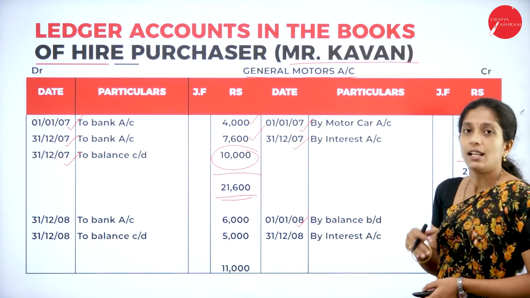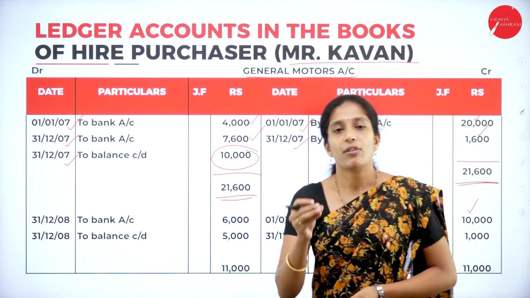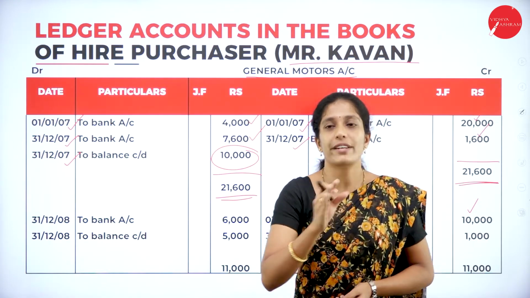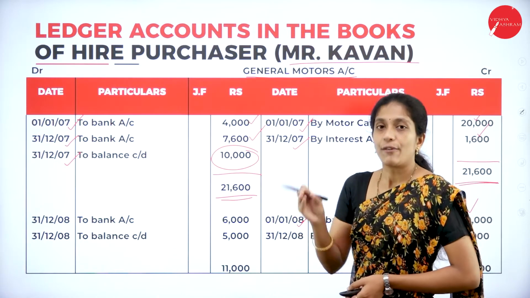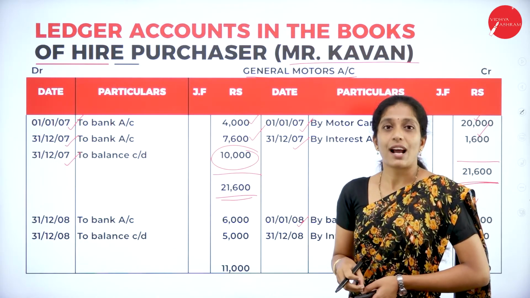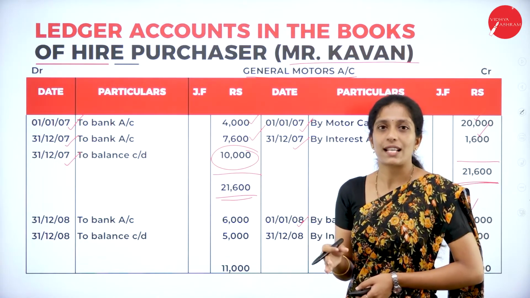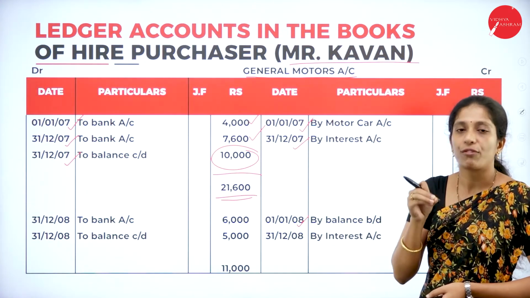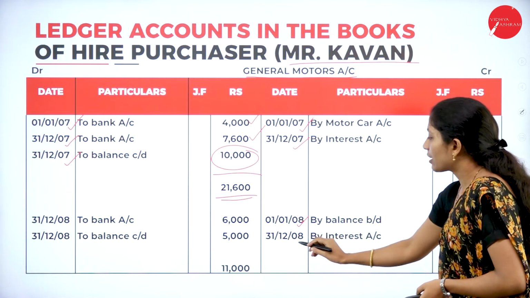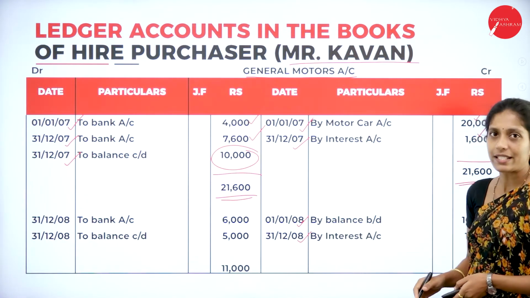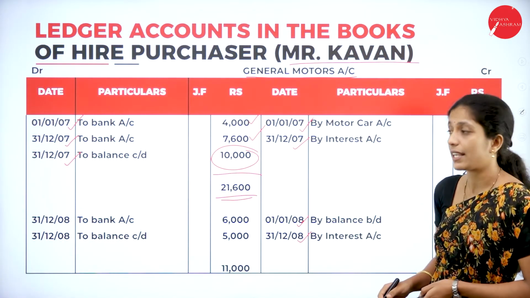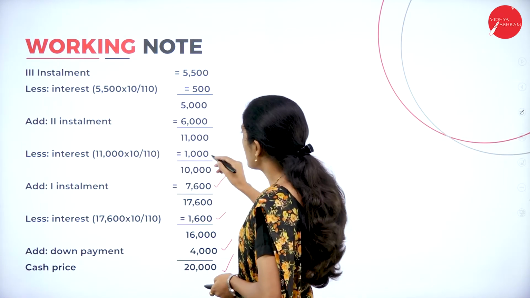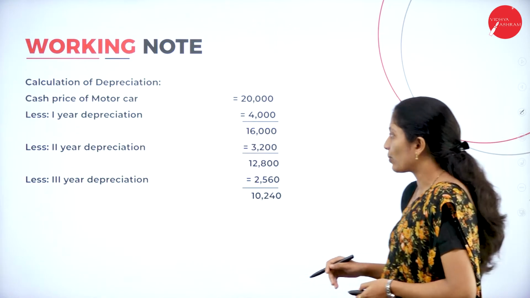Next, as usual, for the second year you don't have the entry for asset purchase as well as down payment, because you have already done that in the first year, right? For the second year, your entry starts from interest due. So what is the entry? Interest account debit to hire seller account, that is at the end of 2008. 31/12/08 by interest account. So what is the interest for the second year? The interest for the second year is 1,000. So record that 1,000.